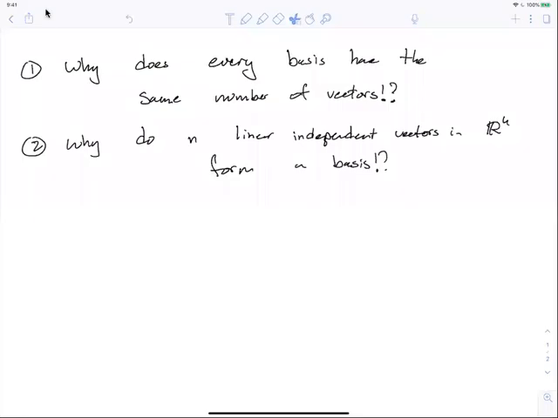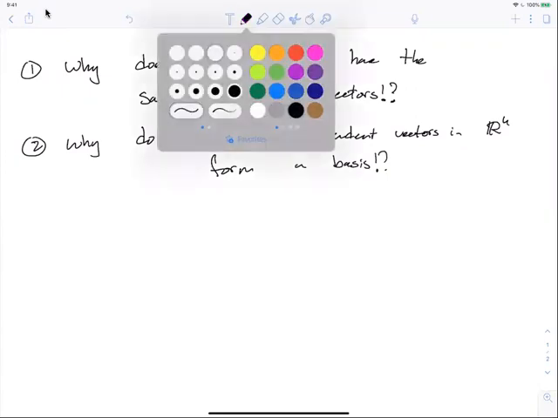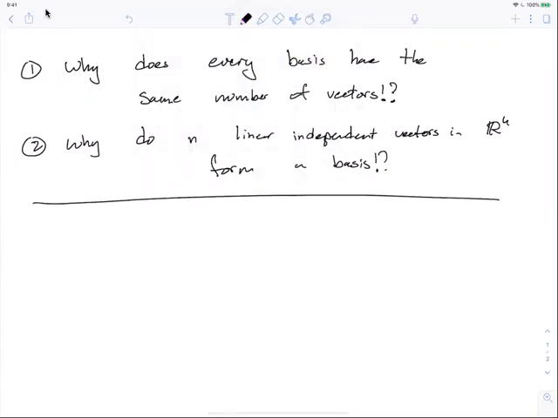In this segment, we're going to talk about why certain things are true from the previous segment. So namely, we're going to answer the question, why does every basis have to necessarily have the same number of vectors? And we're going to answer the question, why is it the case that any n linearly independent vectors in Rn form a basis? So let's just jump to the first question. And to do this, we're going to need two important facts.